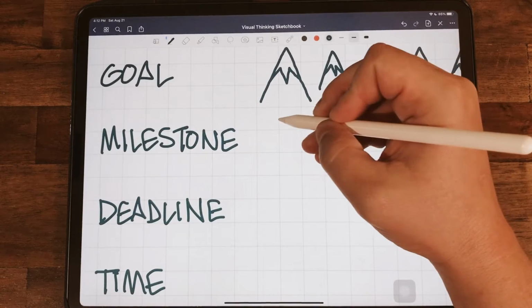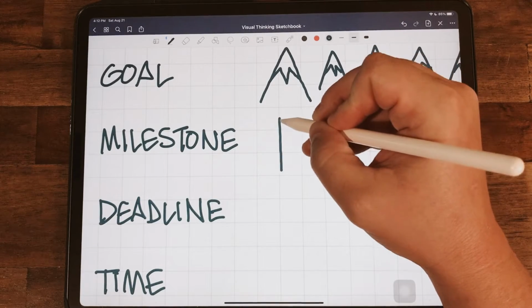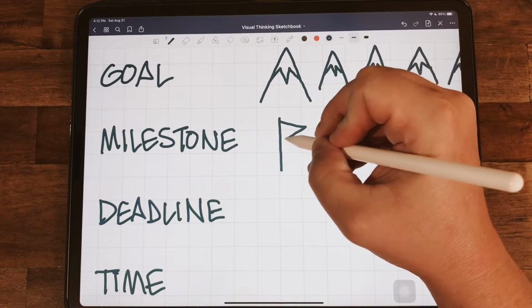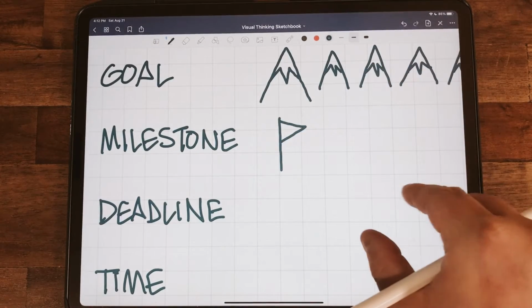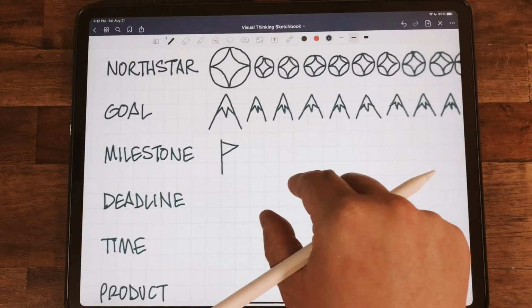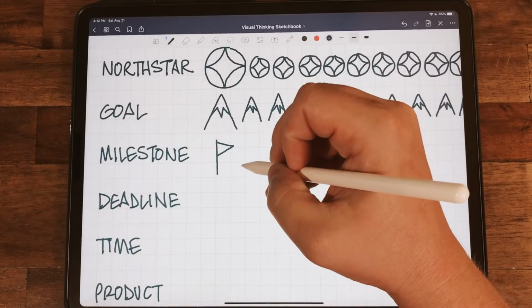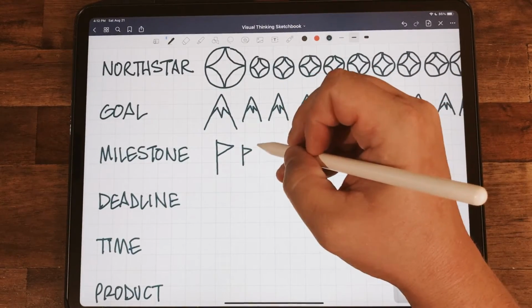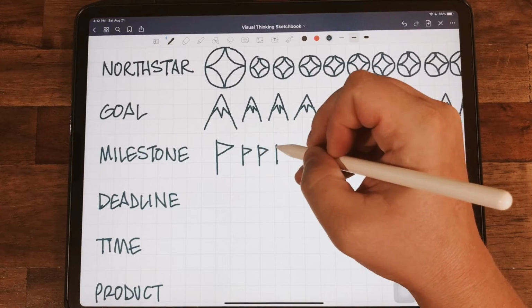For milestone, we're going to draw a flag. Start with a straight vertical line and draw a triangle off to the right or left. Draw this 15 times. 5 slow, 5 faster, 5 as fast as you can.